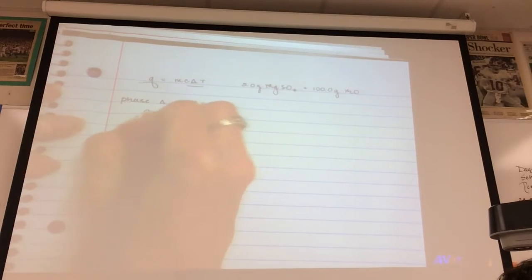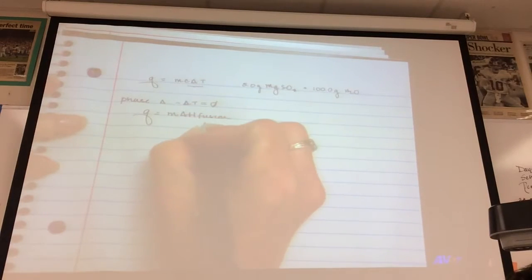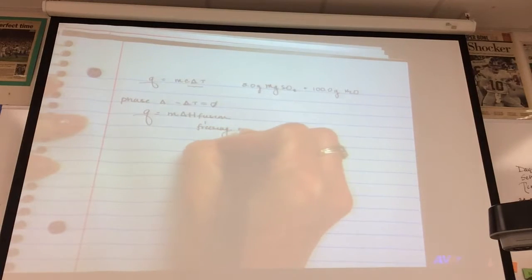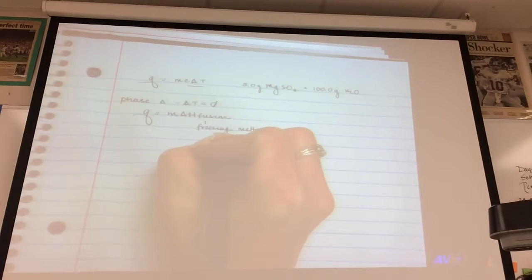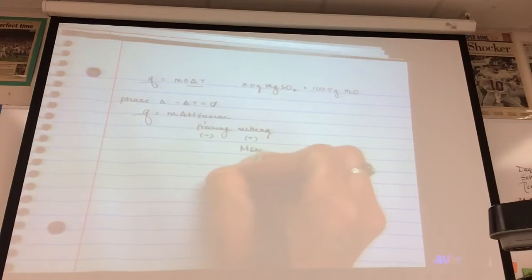So that's where you're going to need Q is equal to the mass times the delta H of fusion. You'll use this for freezing or melting. Melting will make it negative though, right? That's backward. Freezing negative, melting positive. Melting is endothermic. Remember, men will usually melt your hearts.